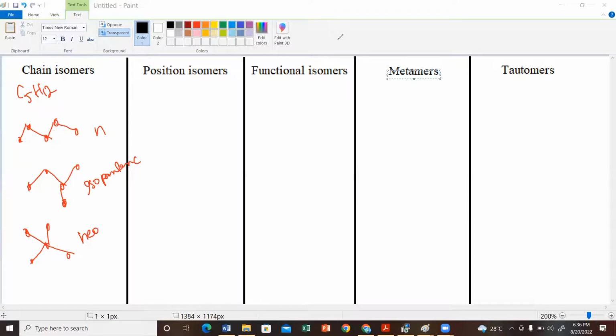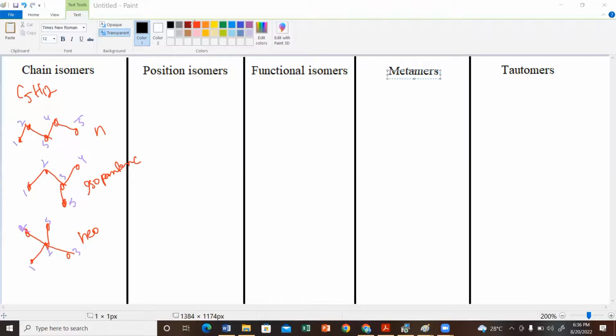So in all these, how many carbons are there? 5 carbons. Let us count: carbon number 1, 2, 3, 4, 5. In this one, carbon number 1, 2, 3, 4 are in the chain and the fifth one is in a branch. In the third structure, carbon number 1, 2 and 3, the remaining 2 are in branch. So all these 3 structures are chain isomers of each other. This was the example of chain isomers.